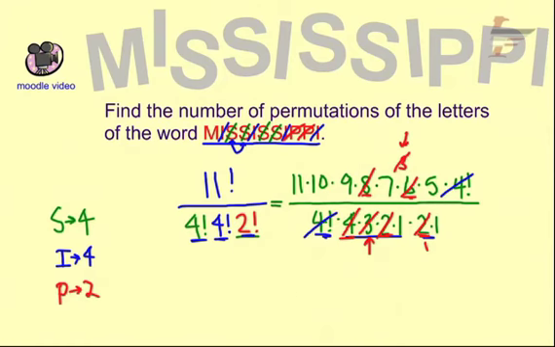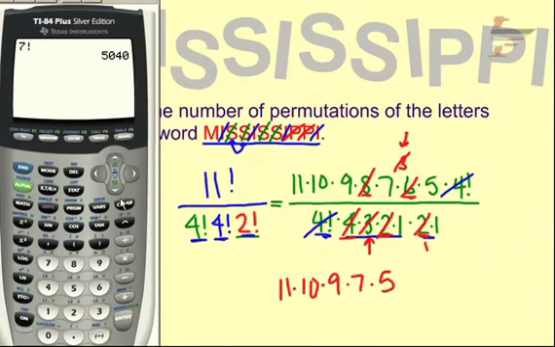In the end, I'm looking at 11 times 10 times 9 times 7 times 5. Did I miss any? And then we just multiply that out. So we have 11 times 10 times 9 times 7 times 5.